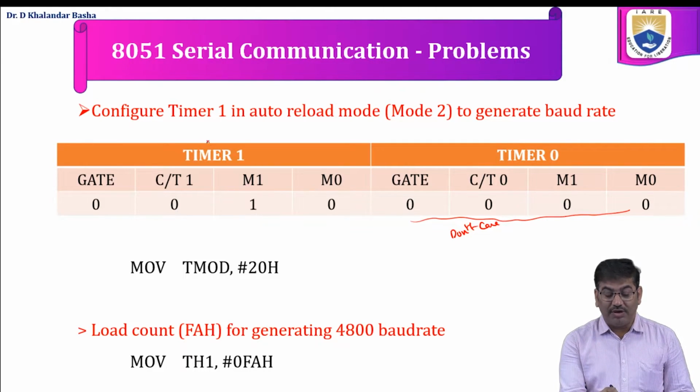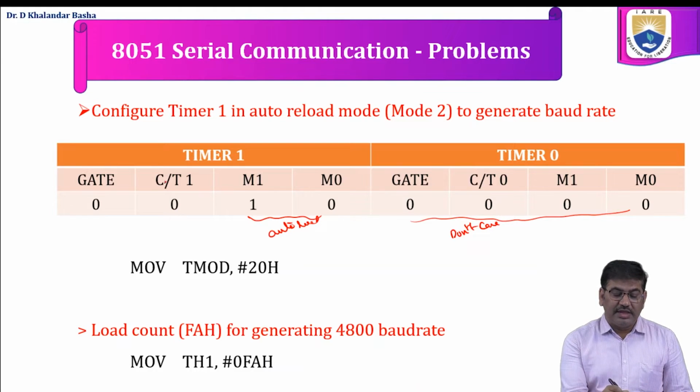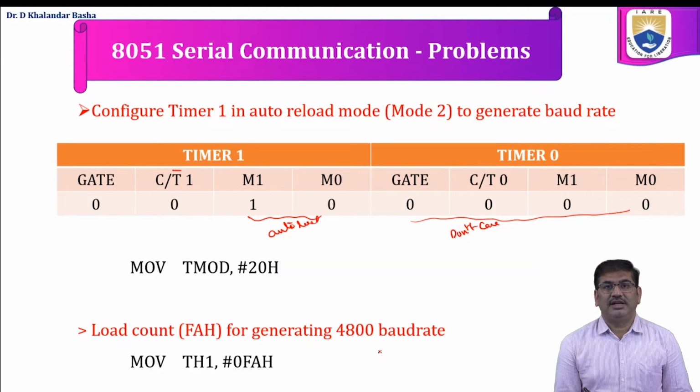Next, for Timer 1, the mode is auto reload mode, that is mode 2. For configuring Timer 1 in auto reload mode, write M1 M0 as 10. The next one is, we want to use this as a timer, so the C/T bar bit should be equal to 0. As we are not expecting any external interrupts, the gate signal is equal to 0. So the equivalent value is 0010 followed by 0000.